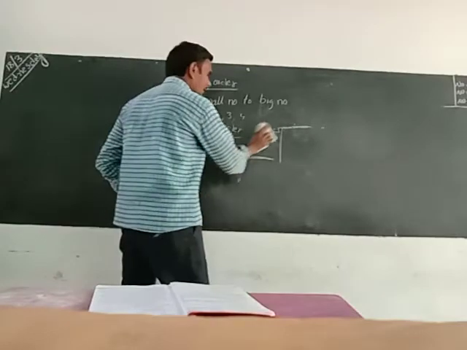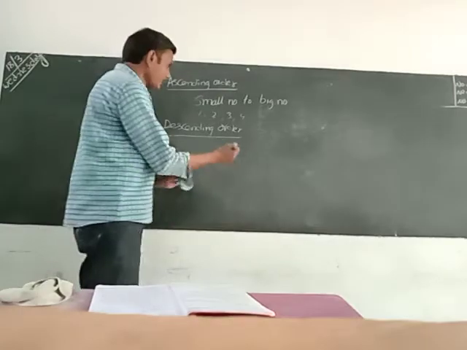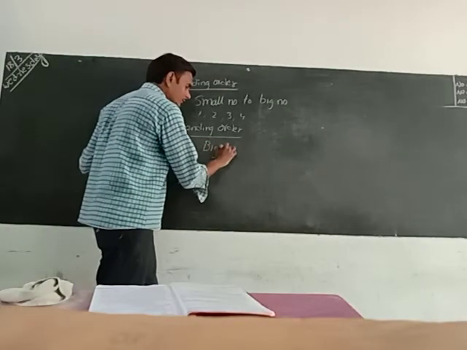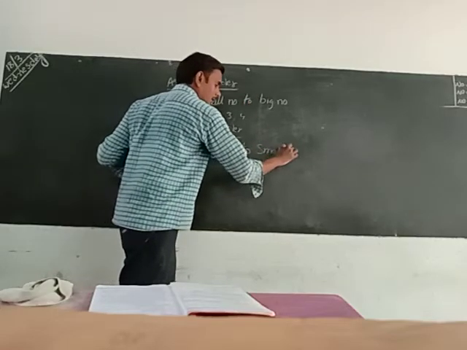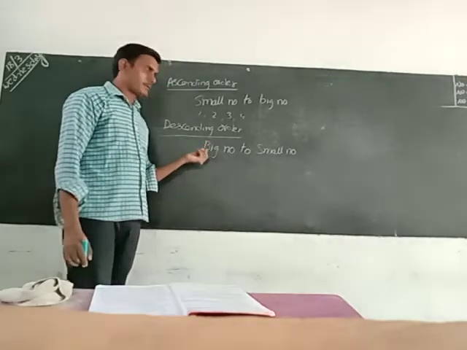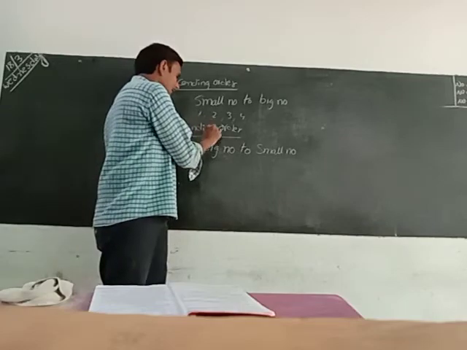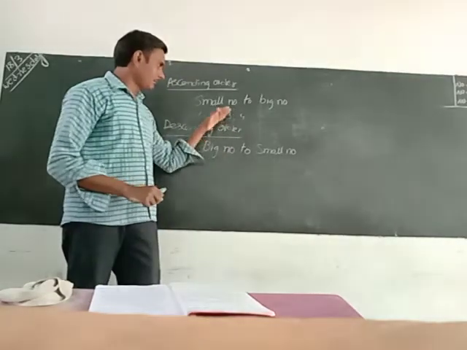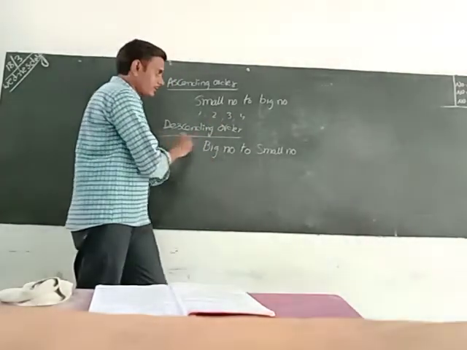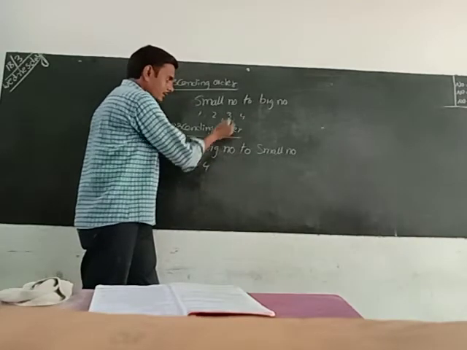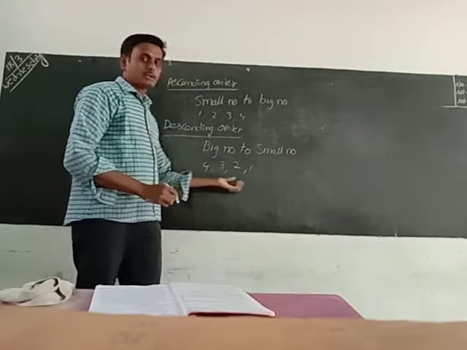Descending order means, have you got the idea? Arrange the numbers from big number to small number. That is called descending order. For example, I want to take these only. Arrange these big to small. The biggest is 4, next 3, next 2, then 1. This is the descending order.